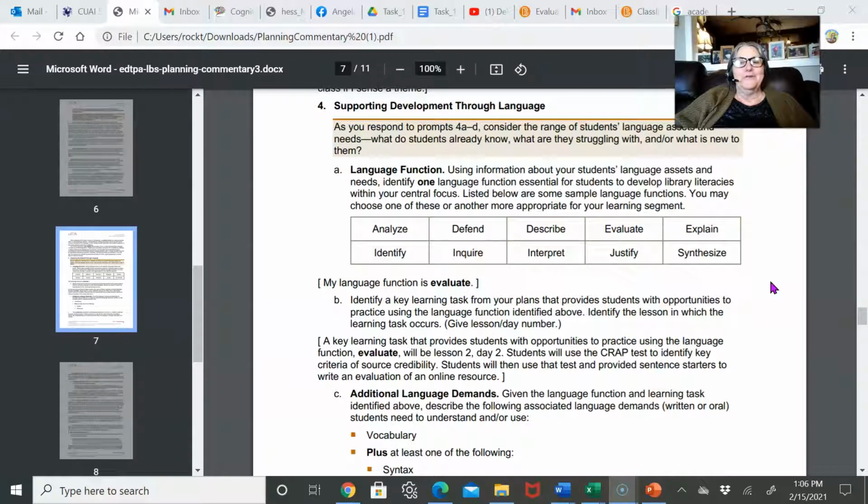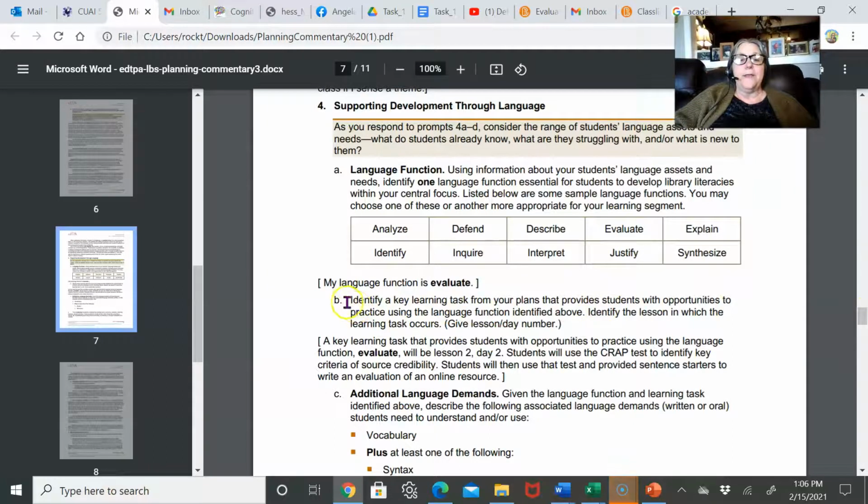Academic language, your very favorite part. So the question is about supporting students' language. In 4A, you are only to choose a language function. The best thing to do, like this student did, is just say my language function is. The safest thing to do is to choose one of these functions up here.